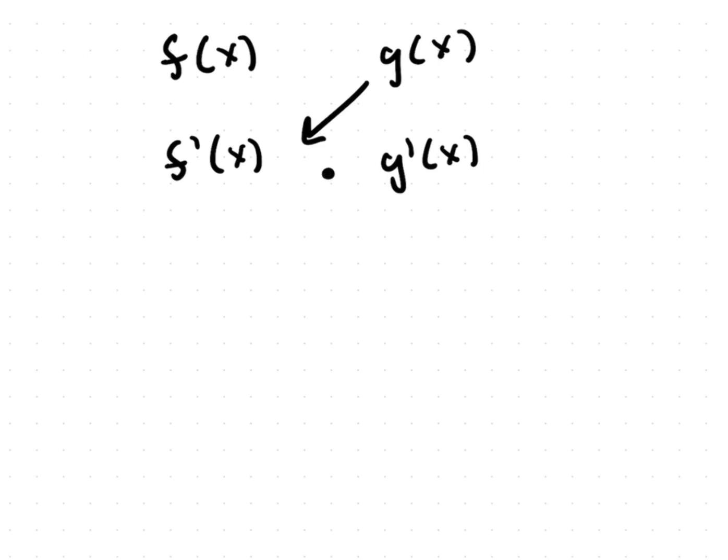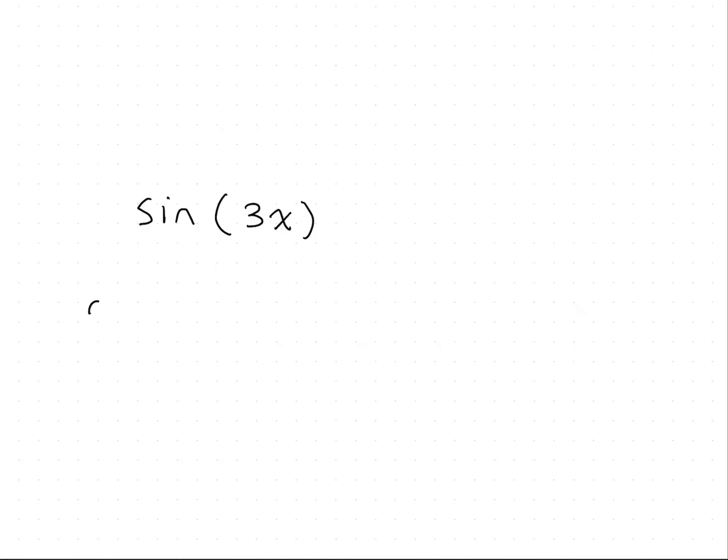So we have f of x, and then g of x is inside f of x, and we put f prime on the bottom and g prime on the bottom. So g of x goes inside f prime, and then you multiply it by g prime. And we'll be using this shortcut for all of our equations. Let's get started! Our first example is sine 3x.